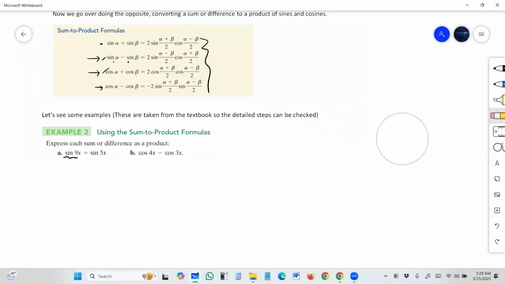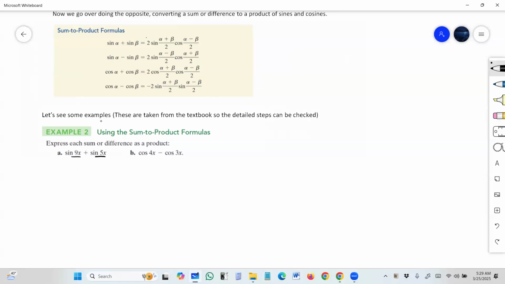We're not adding the angles. The angles don't get added. The sine function gets added. So don't make that mistake. Look, sine 9x plus sine 5x, I'm going to use the first formula, as you can see up there. So here we go.